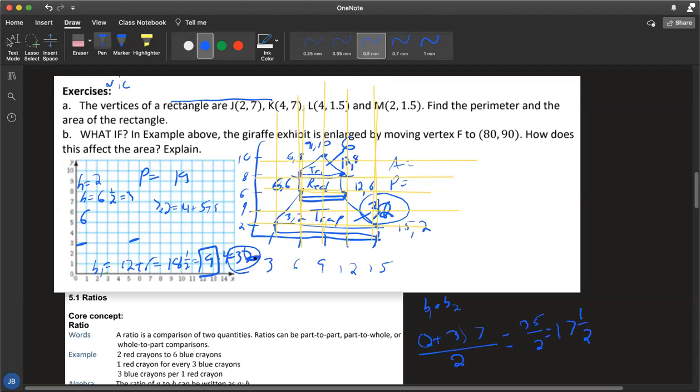36. The area of the rectangle is 12. Perfect. So we got 2 by 6, so we have 12. So now we'd have 6 plus 12 plus 36. So we'd have, let's see, 42 plus 12. The area is 54 units squared. Put u squared.